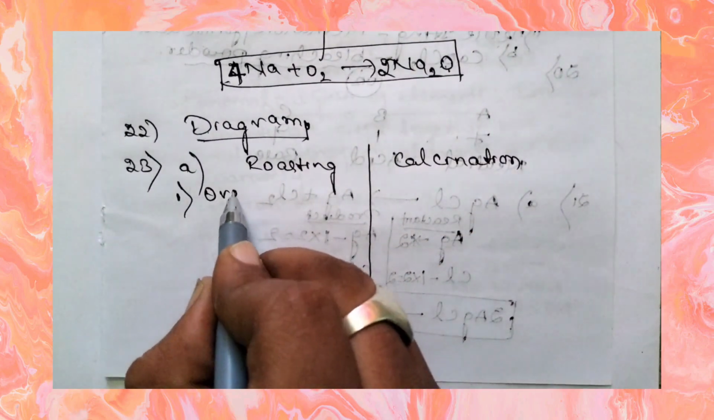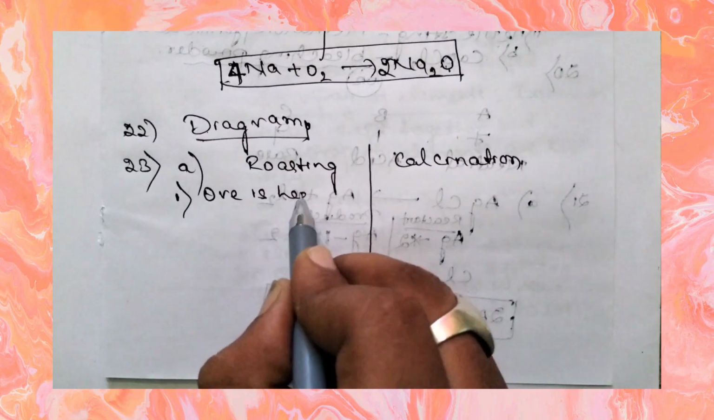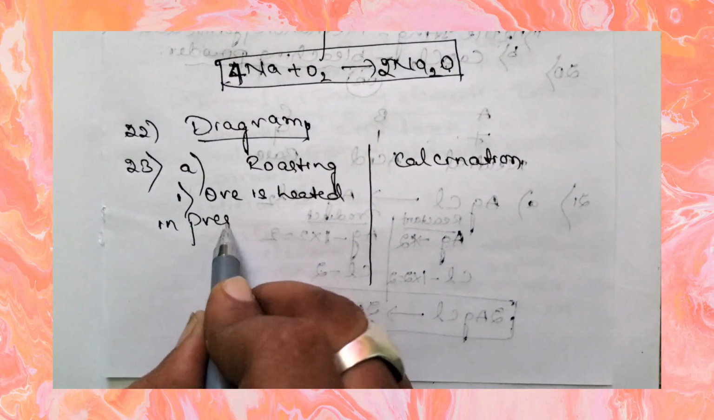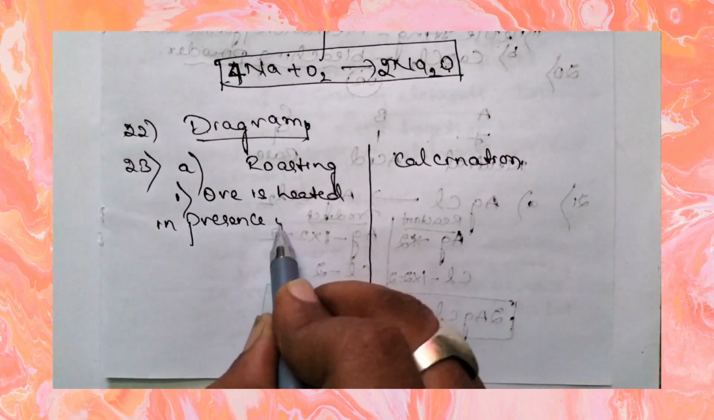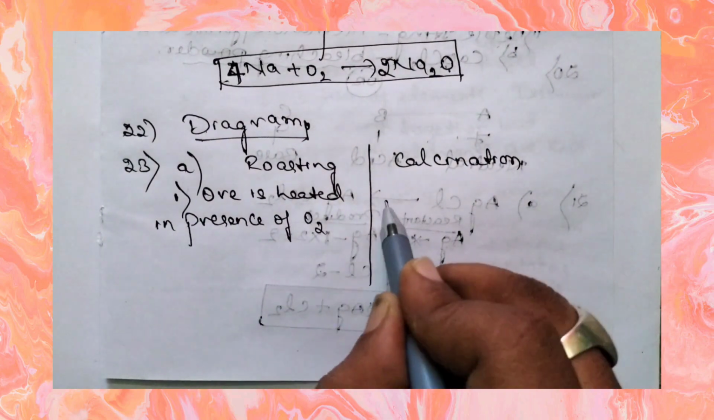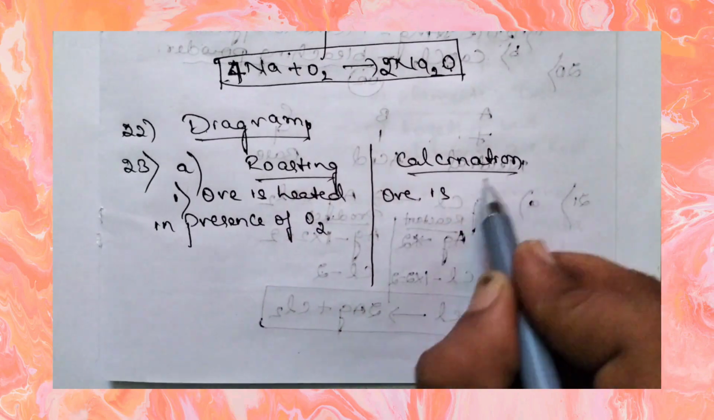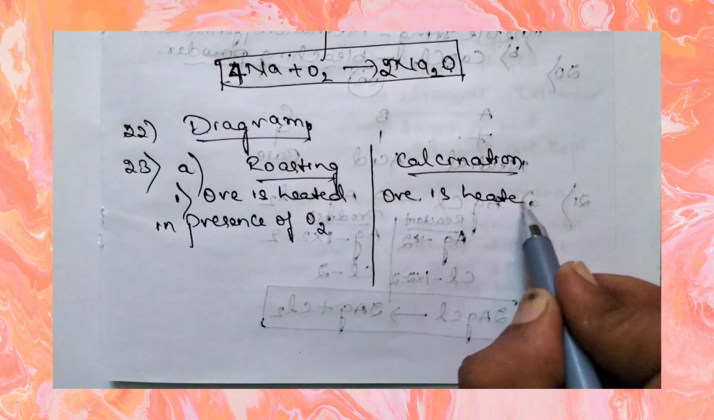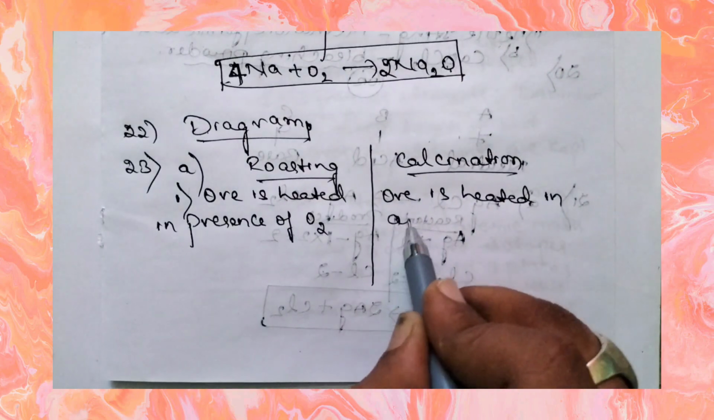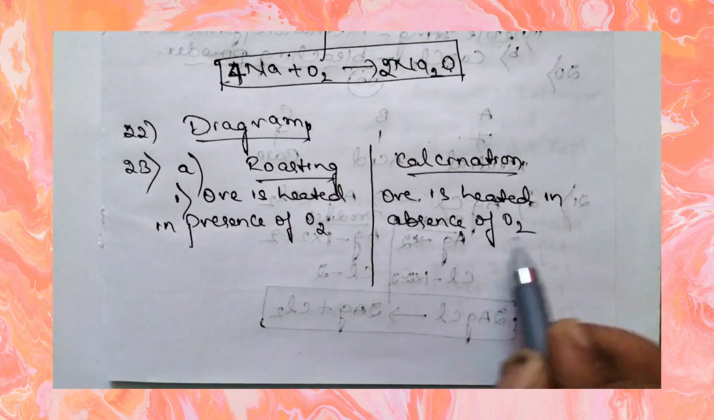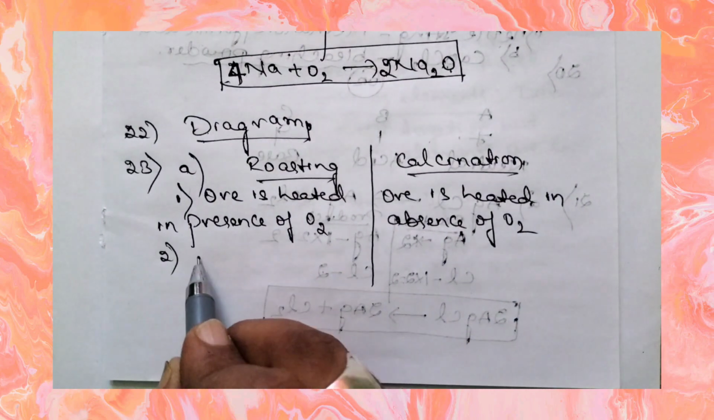So let's come to roasting. Ore is heated in presence of oxygen. Then calcination, ore is heated in absence of oxygen. This is the first point.